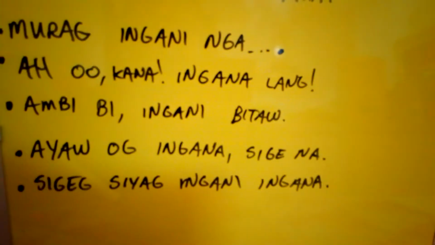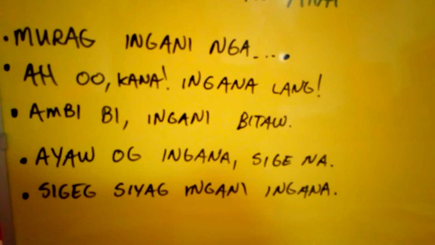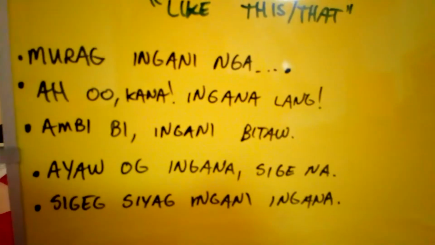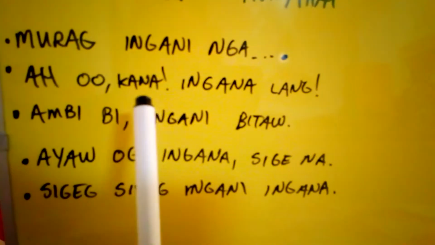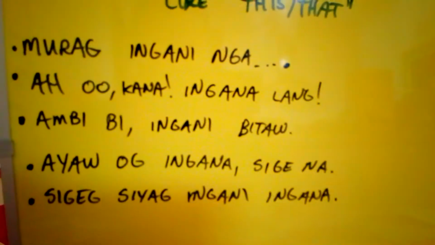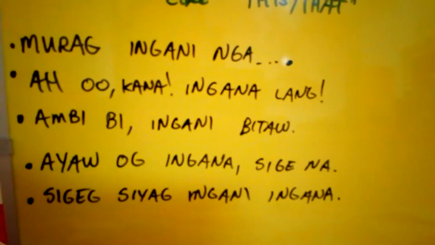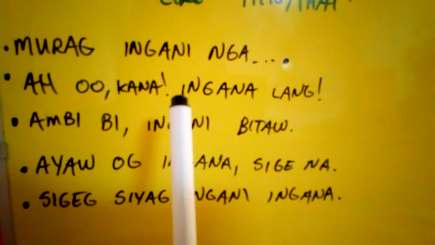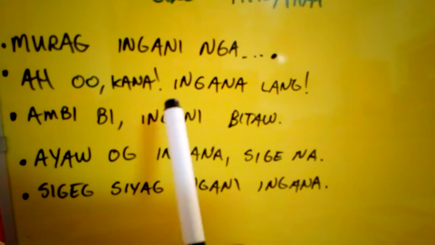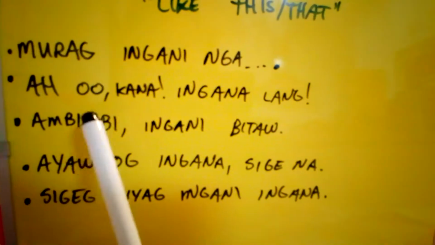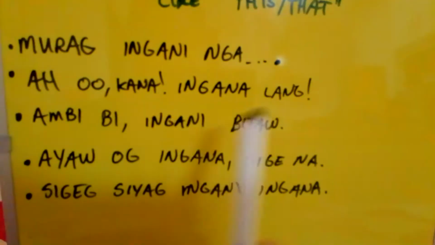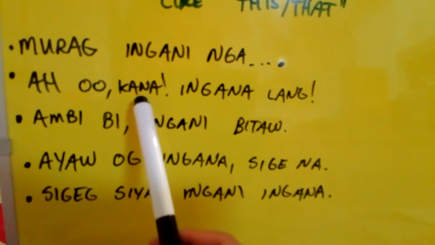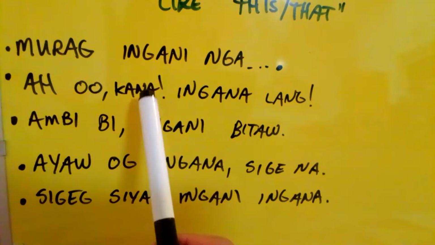The next sentence we have is oo, kana, ingana lang. It translates to something like, yes, that, just like that only, okay? Just like that. Yes, that, just like that. Notice how kana is written in the absolutive case. Why is this written in the absolutive case? You can answer that question already.